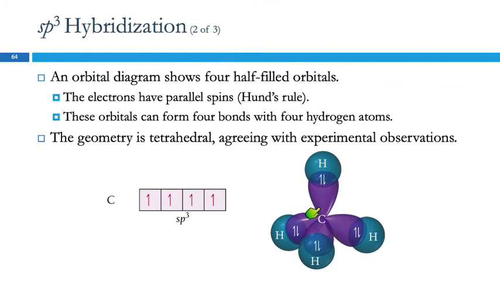So the purple here, those are the hybrid orbitals. So carbon has 4 hybrid orbitals, and they're pointing to the corners of a tetrahedron. They're each half-filled. Each one can overlap with a hydrogen.